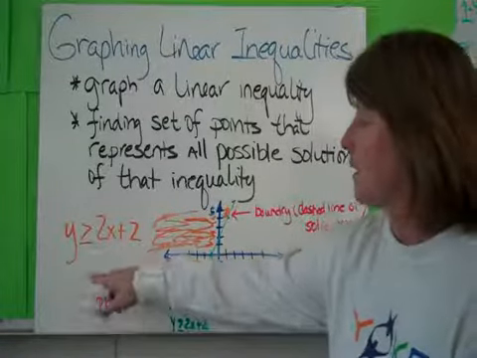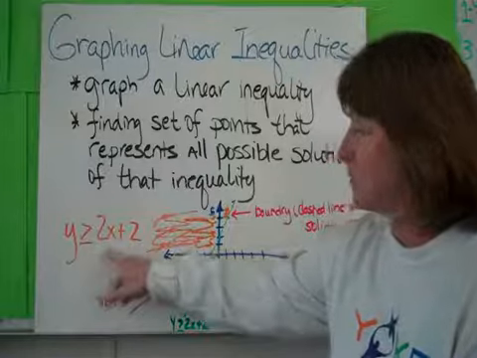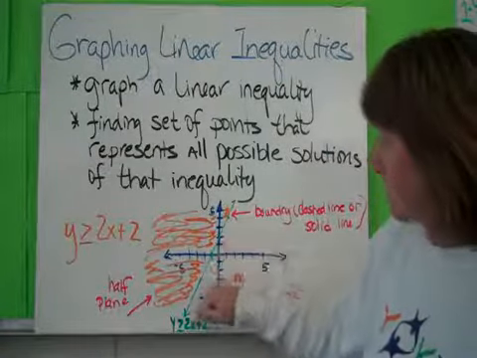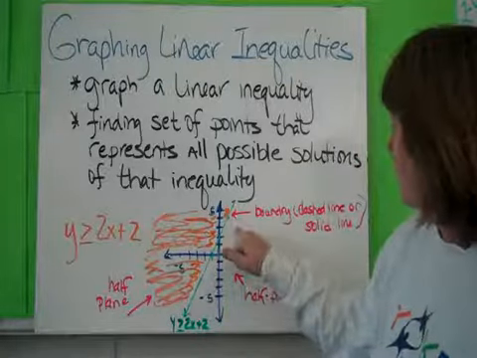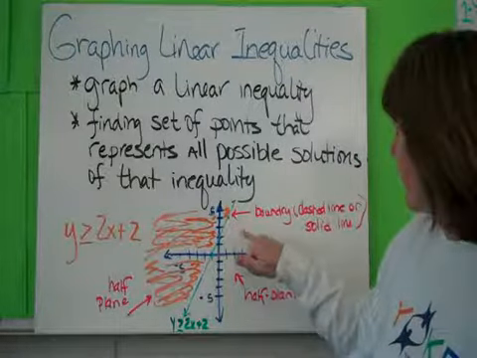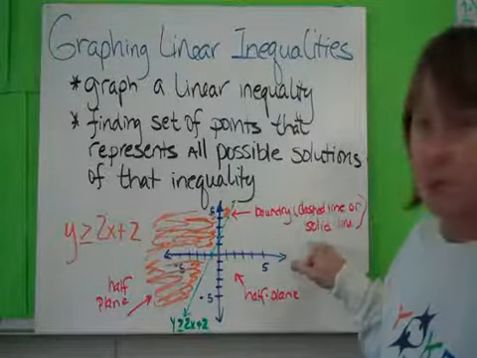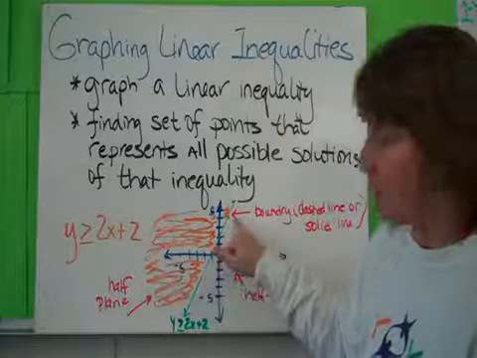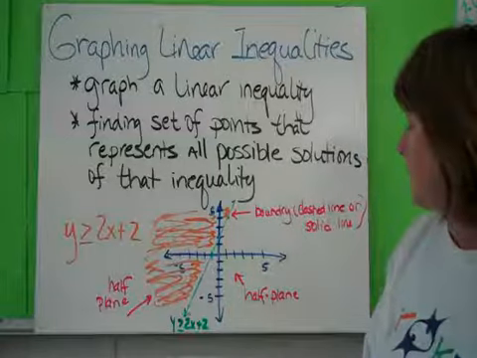This is the graph of y is greater than or equal to 2x plus 2. Here is the line for the equation, or the inequality. It's called the boundary. The boundary can be a dashed line or a solid line. We're going to find out in a moment what determines if it's dashed or solid.